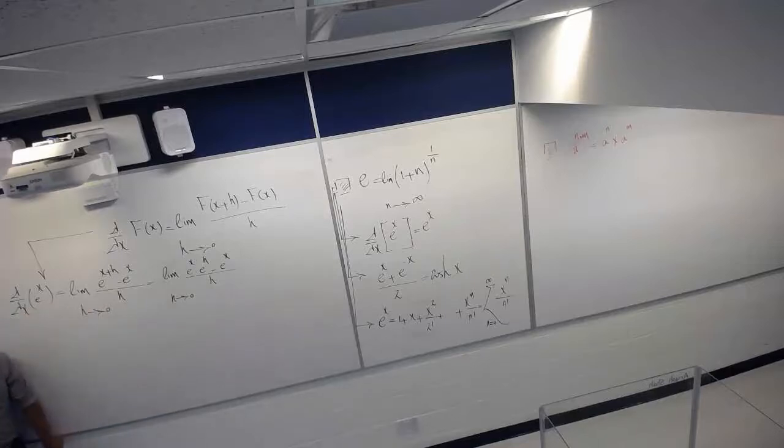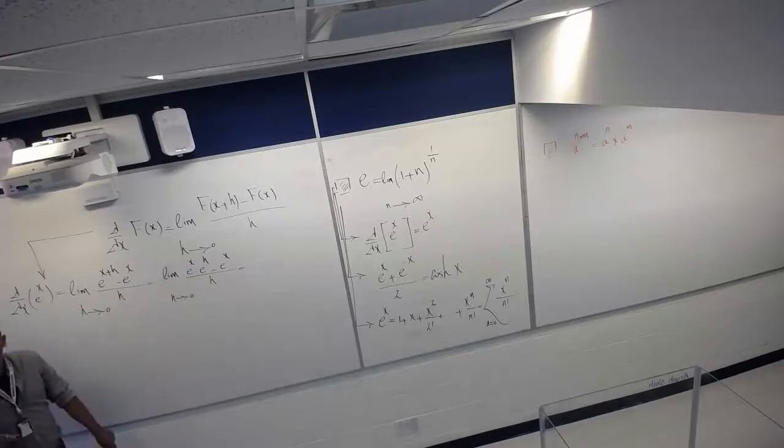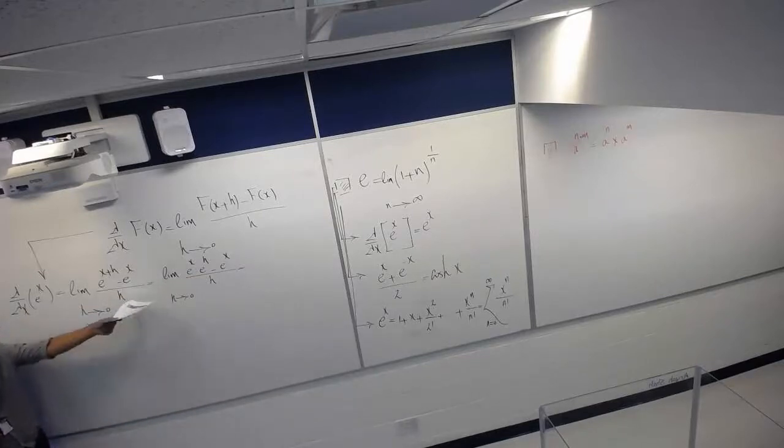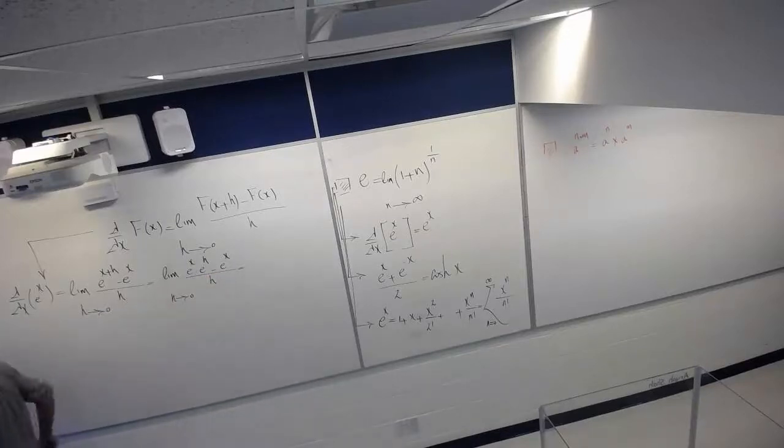Correct? Now, I see that I have two terms with e to the power x, which are exactly the common factors between them. Then you may say, okay, I'm just going to factor this and take it out from the limit. Why can I do that? I'm just going to write it like this.